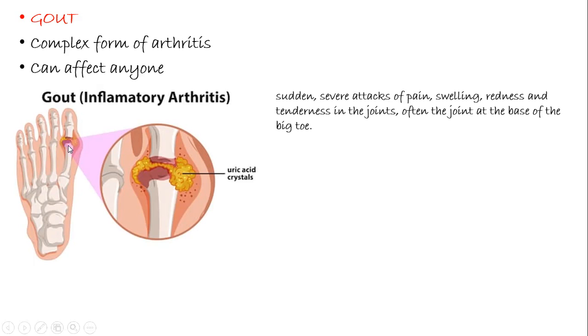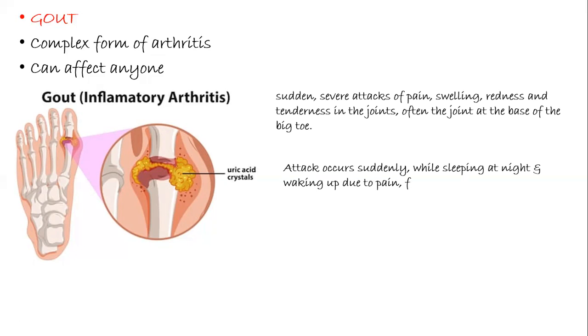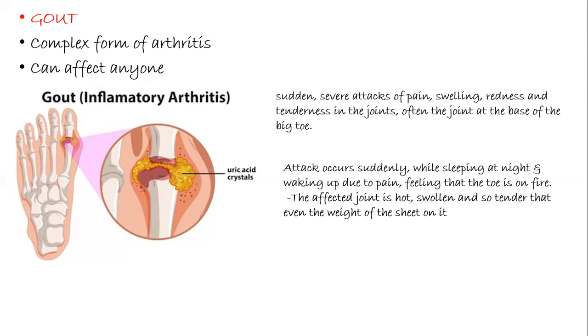Now, why does such a sudden severe attack of pain occur? The basic reason is deposition of uric acid crystals in between these joints. The attack mostly occurs suddenly while the person is sleeping at night and he wakes up due to the pain, feeling that the toe is on fire. The affected joint is hot, swollen, and so tender that even the weight of a sheet on it may seem intolerable. The symptoms come and go.